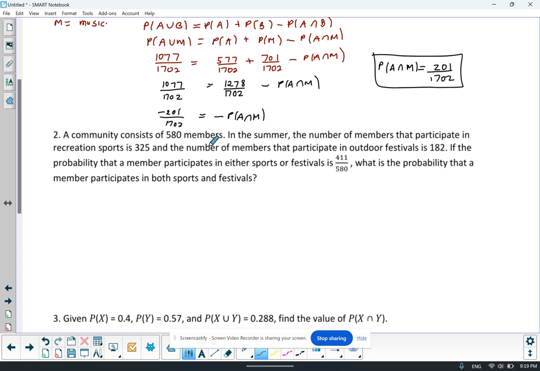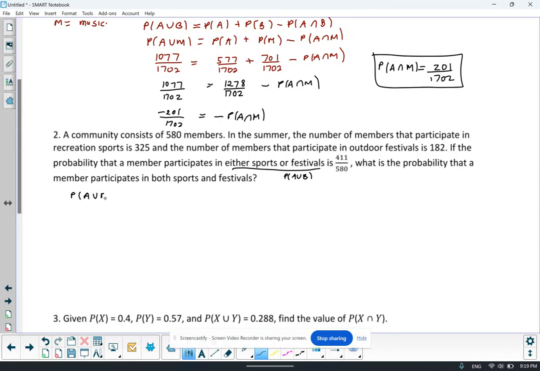A community consists of 580 members. In the summer, the number of members that participate in recreation sports is 325, and the number that participate in outdoor festival is 182. If the probability that a member participates in either of those is 411 over 580, what is the probability that the members participate in both sports and festivals? So that's a similar type of problem. I hear the word or, so I think probability of A or B.